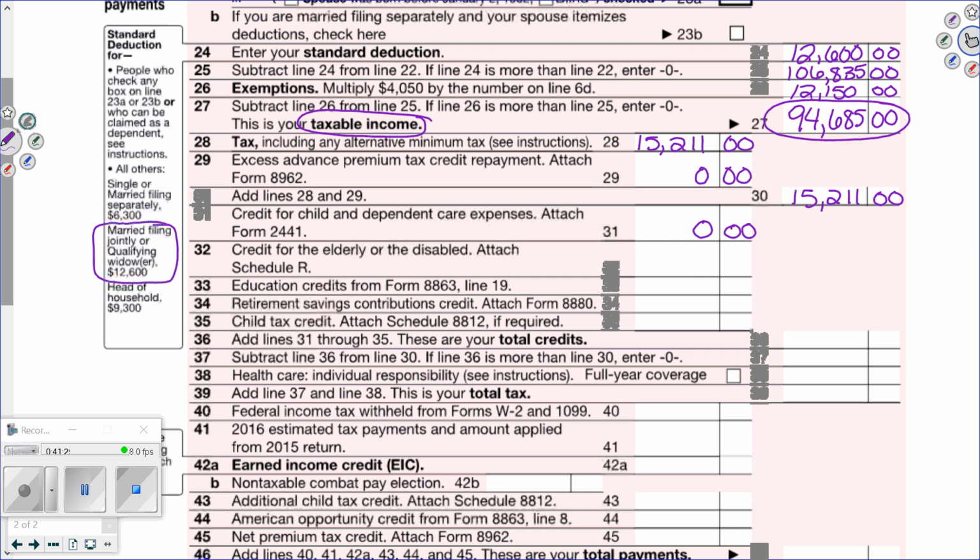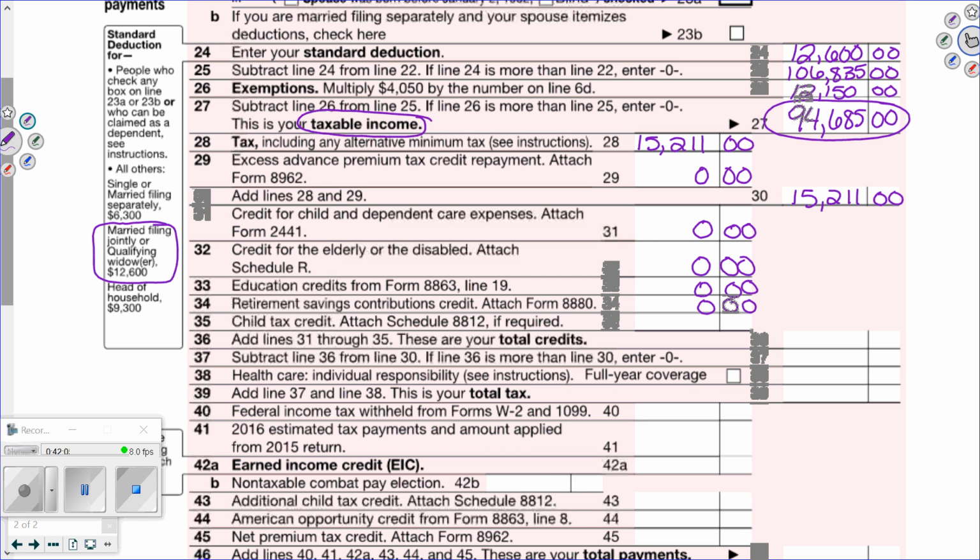All right, line 32, credit for the elderly or disabled. Do we have that? No, we do not. Are you guys with me? Line 33, education credits. Nope, we don't have anything like that. This is all stuff that gets mailed to you come January. Don't throw that stuff away, okay? Retirement savings contributions credit. Nope, we don't have that. They'll all come in January, because it's after the calendar year, and then they send you those forms.